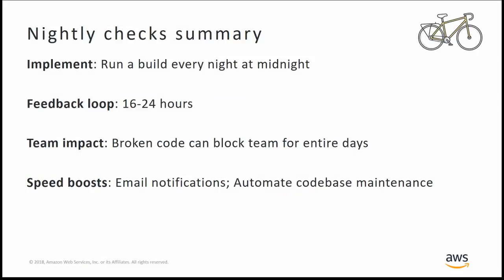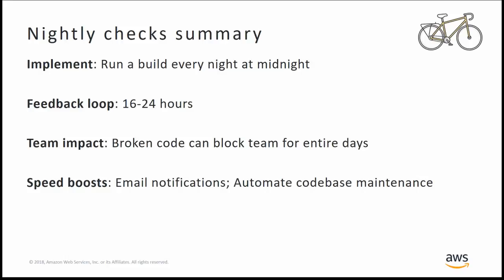So to summarize about nightly checks, in order to implement it, we run a build every night, let's say at midnight, using CloudWatch events. The feedback loop here is pretty high, so 16 to 24 hours. And that's based on if someone pushed a change, let's say between 9 and 5 p.m. yesterday, no one's going to really know that the build is broken until 9 a.m. the next day, when they get the email that the nightly check has failed.